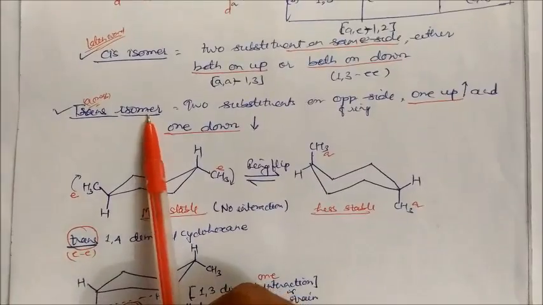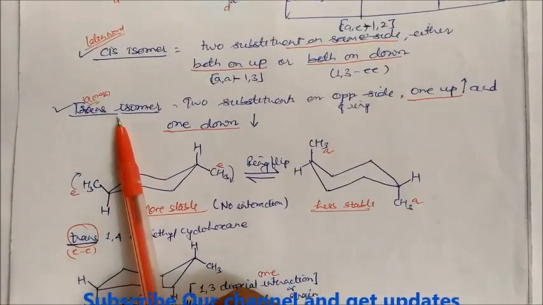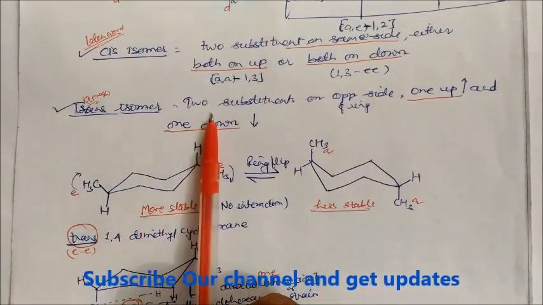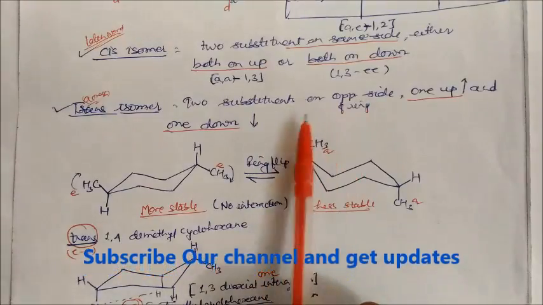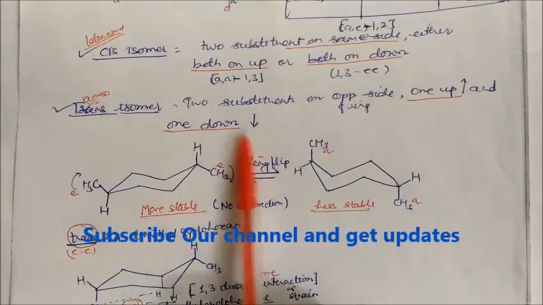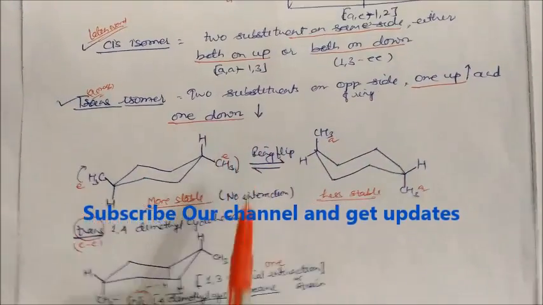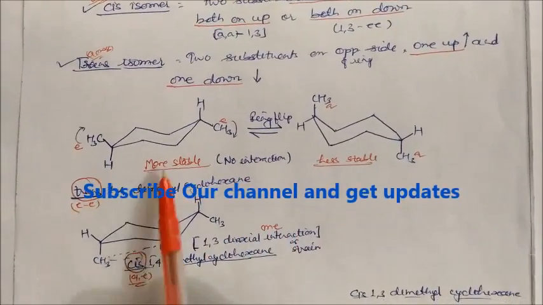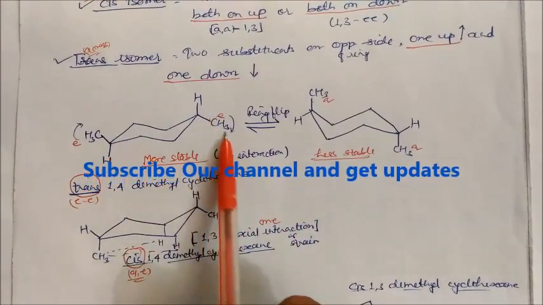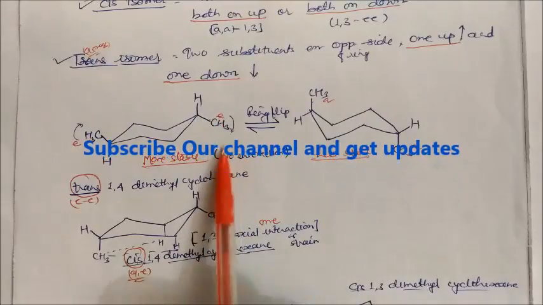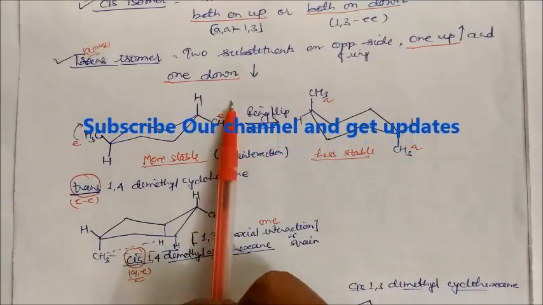Similarly in trans isomers, the two substituents are on opposite sides of the ring, one up and one down, across the carbon. This is called the trans isomer. Now let us see through this diagram. This is cyclohexane with one CH3 and one CH3. This CH3 is down and this CH3 is up, so both are in E position.